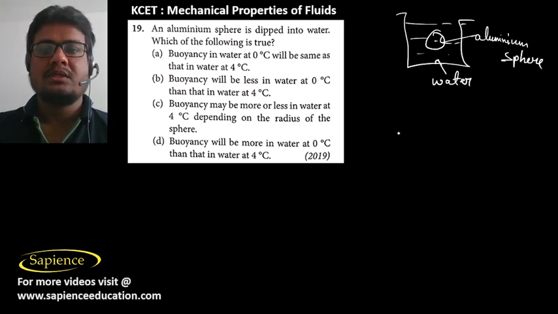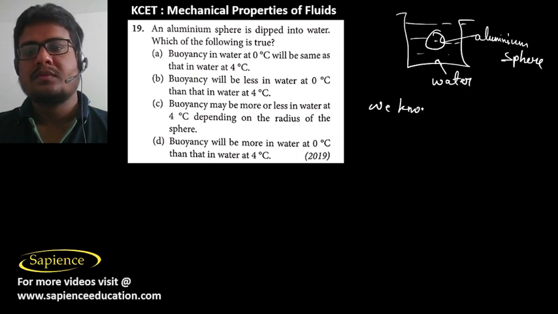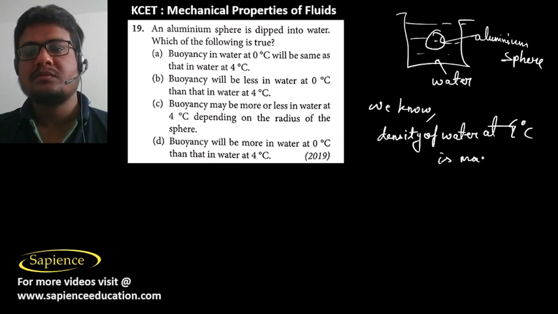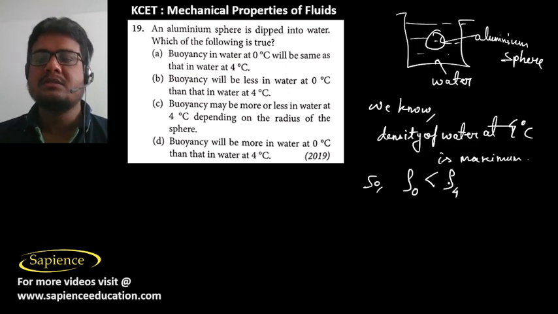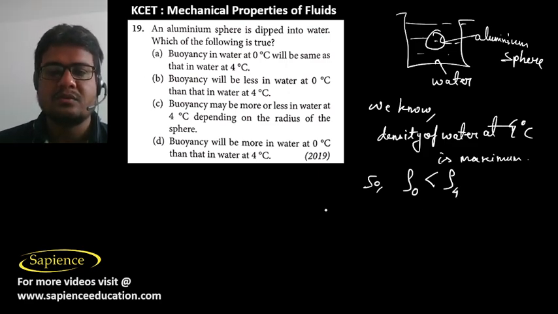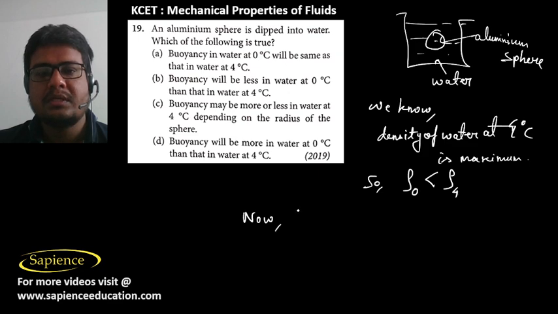Okay, so we know that the density of water at 4 degree Celsius is the highest. Density of water at 4 degree Celsius is maximum. So the density of water at 0 degree Celsius will obviously be less than the density of water at 4 degree Celsius. So rho naught is less than rho 4.